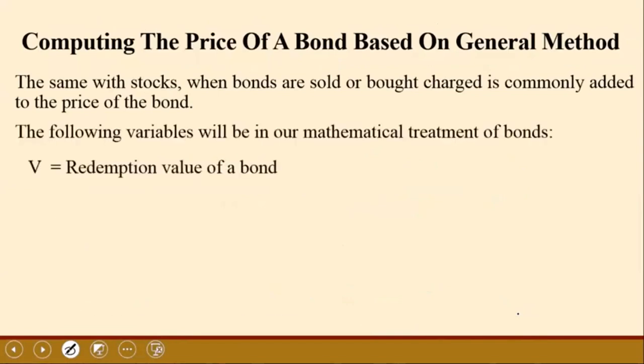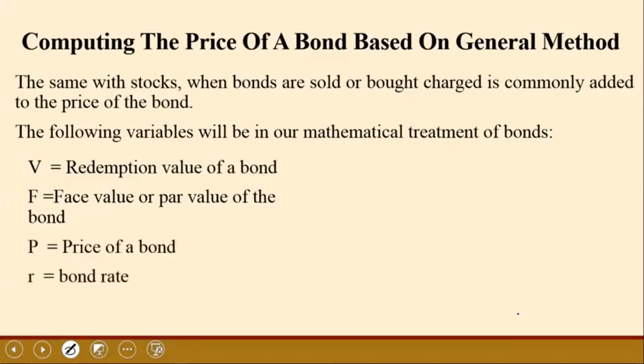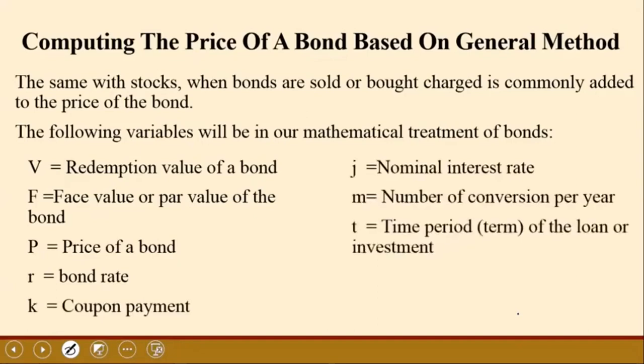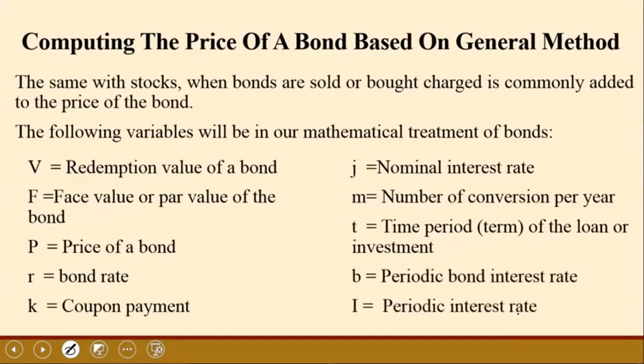B, the redemption value of a bond. F, face value or par value of the bond. P, the price of a bond. R, bond rate. K, coupon payment. J, nominal interest rate. M, the number of conversions per year. T, the time period or term of the loan or investment. And B, periodic bond interest rate. And i, this is letter i, small. Periodic interest rate. We already used these variables in our previous lesson.